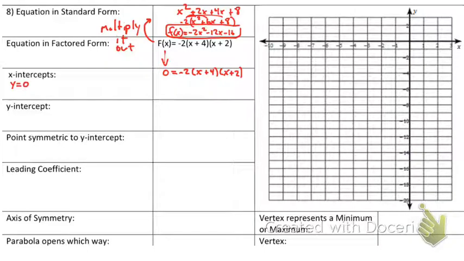And now we have this equation to solve. To solve, we're going to take each factor with an x in it and set it equal to 0. So x plus 4 equal to 0, x plus 2 equal to 0. In other words, we're solving by factoring. If I solve here, I'm going to subtract 4 from both sides, and x is equal to negative 4. Over here, subtract 2 from both sides, and x is equal to negative 2.